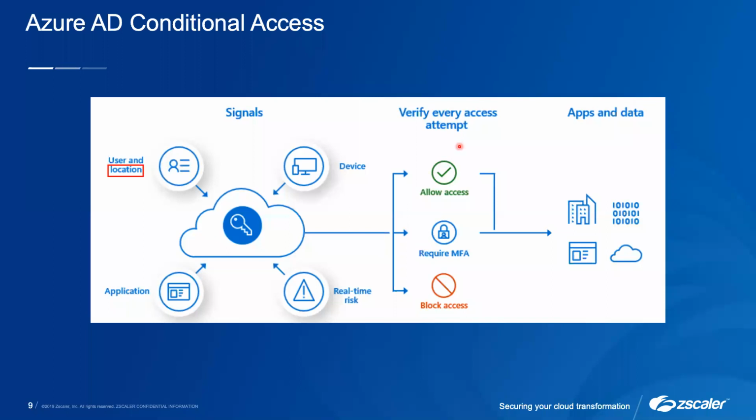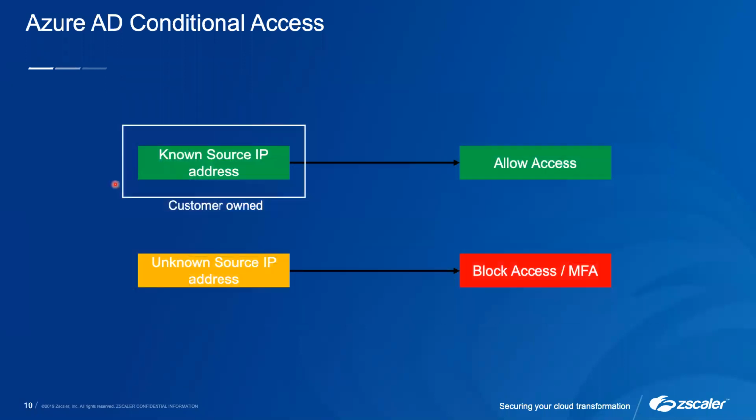And based on these rules, you can either allow them access to apps or not. So that is a view of what conditional access does. And what we're going to talk about today is location-based conditional access. What location-based conditional access basically means is that it's a way to leverage the source IP address to make conditional access decisions.